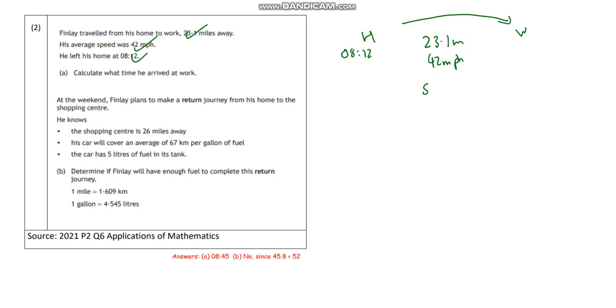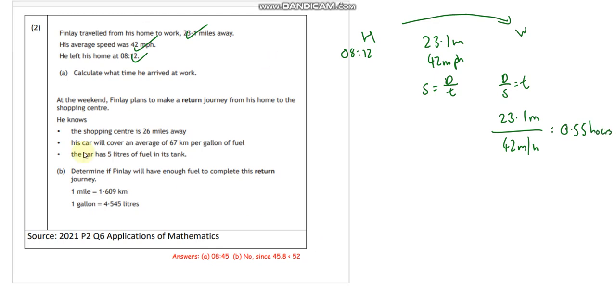Well, if I say speed is distance over time, I'm obviously working out the time. So I'm saying distance divided by speed is the time. So the distance is 23.1 miles. And he's going at a speed of 42 miles every hour. So 23.1 divided by 42 comes out as 0.55 hours. So about half an hour. Makes sense, doesn't it? The distance there versus the speed is about half. So about half of that.